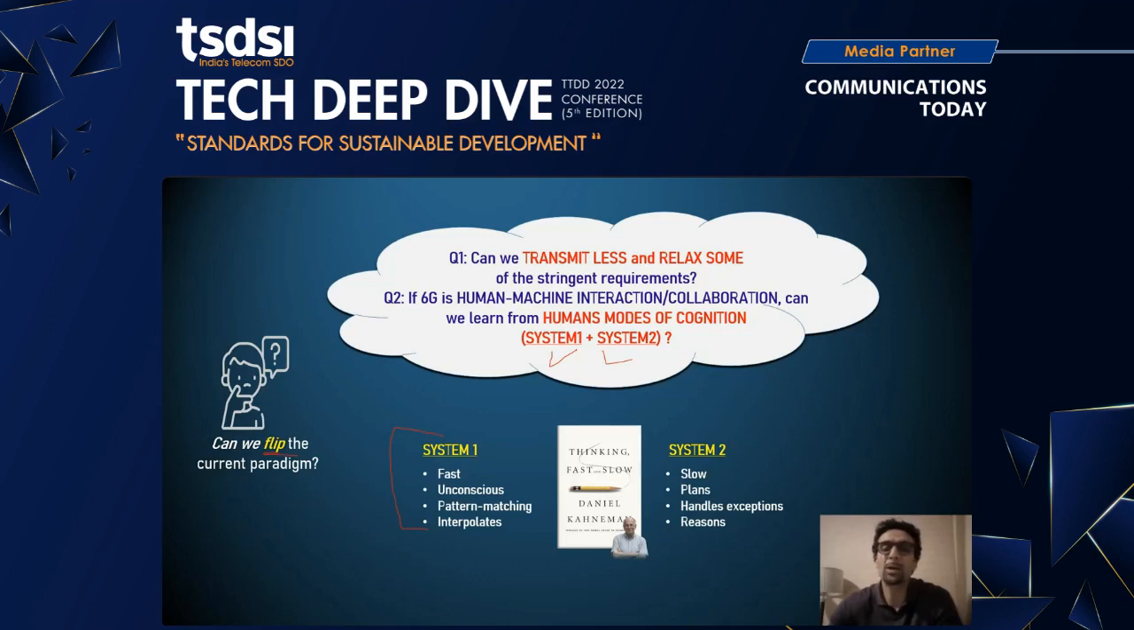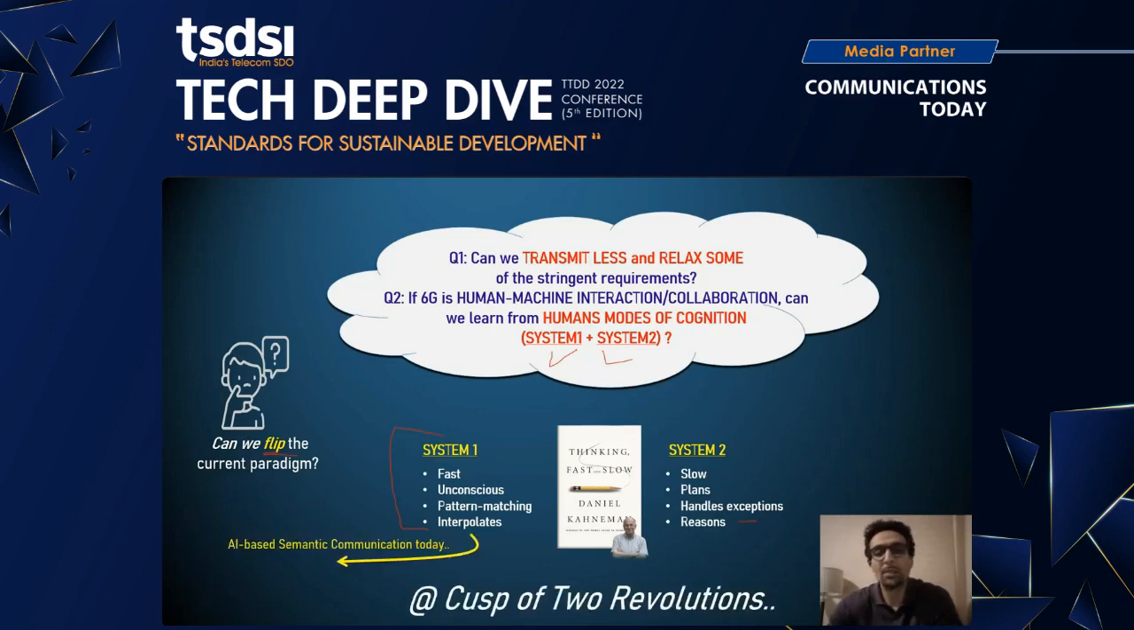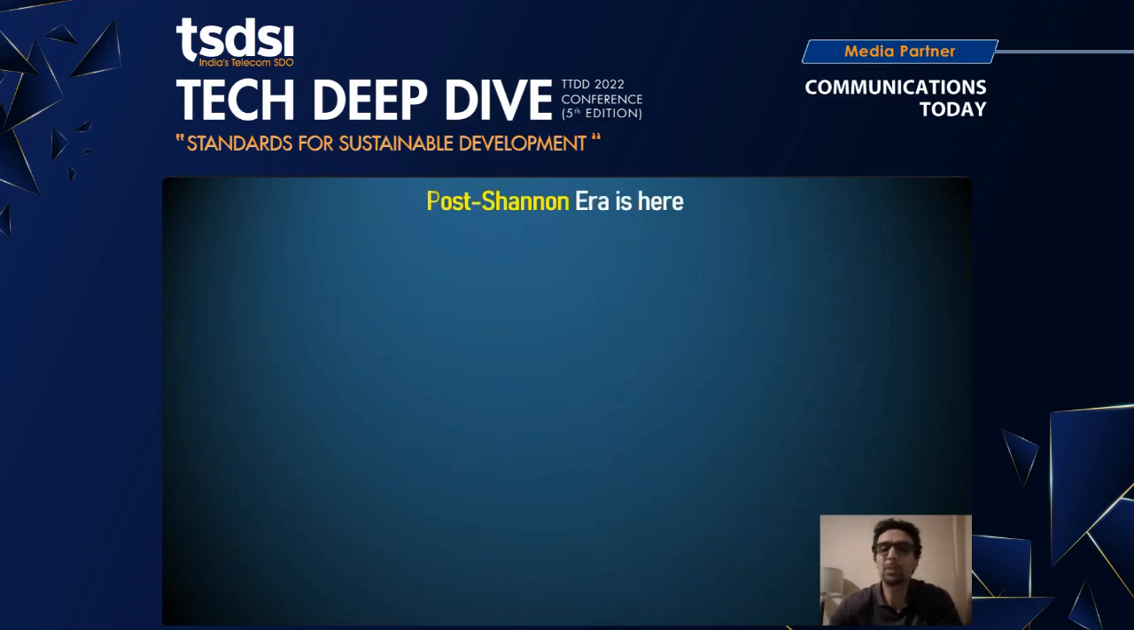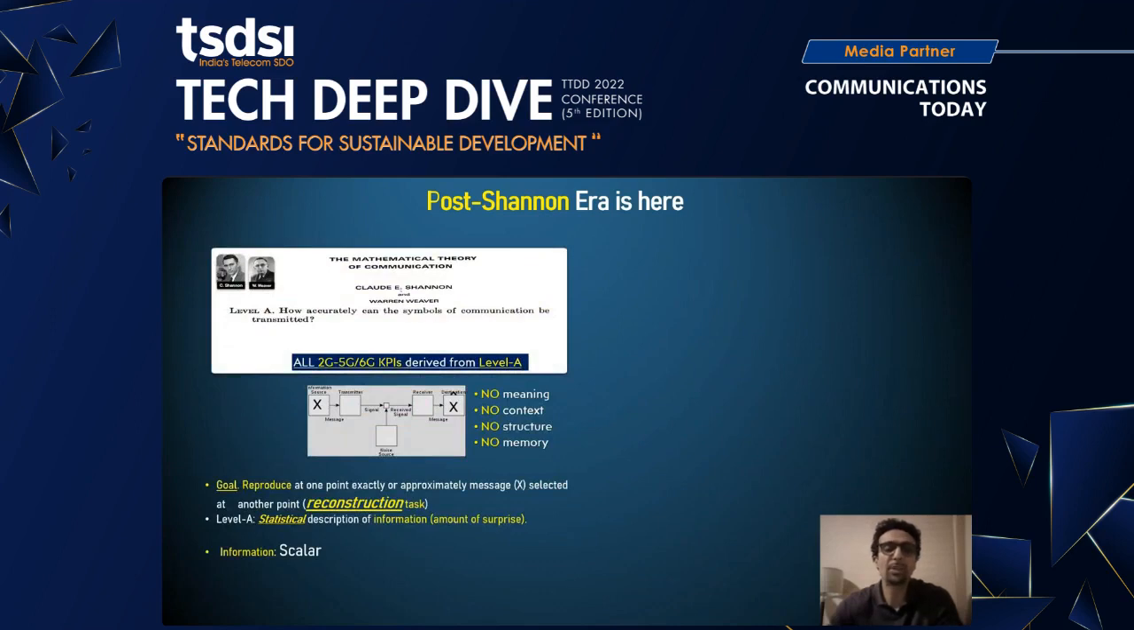Whereas as humans, we obviously also have a System 2 type of thinking, which is slower in nature, plans, and has the ability to handle exceptions and reason, right? So reasoning is certainly not in the current AI techniques. Okay. Now the solution, again, is at the intersection of two revolutions. The first revolution is what we refer to as post-Shannon, essentially going back to the fundamentals of Claude Shannon in 1948, 49.